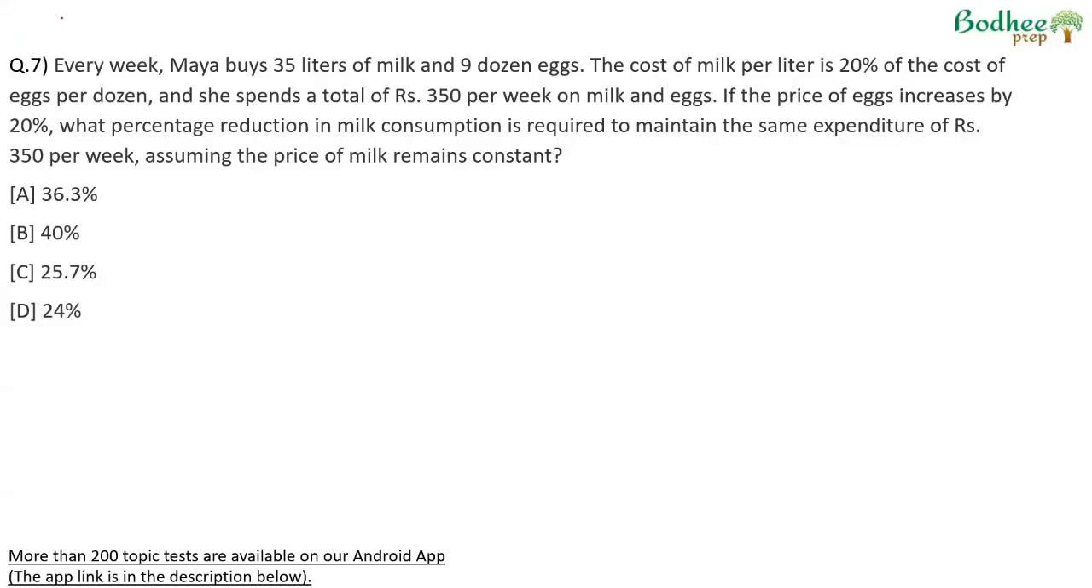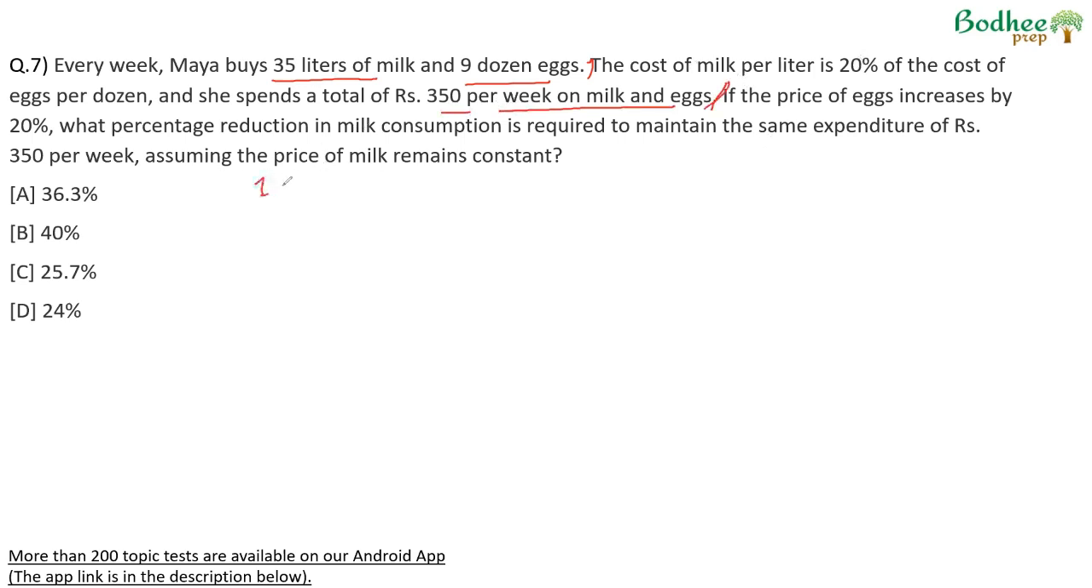Every week, Maya buys 35 liters of milk and 9 dozens of eggs. The cost of milk per liter is 20% of the cost of eggs per dozen. If she spends a total of 350 per week on milk and eggs. Now, 20% means 1 by 5.